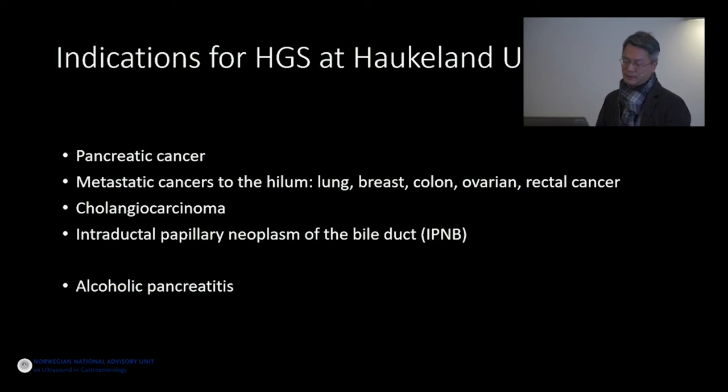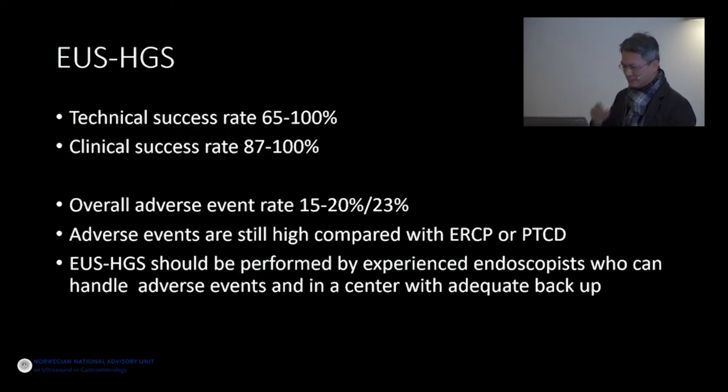The second most common is metastatic cancer to the liver hilum. We have also done it for cholangiocarcinomas, and one case with intraductal papillary neoplasm of the bile duct. We have also performed it for benign indications, like alcoholic pancreatitis, but later we regretted it. But anyway, with hepaticogastrostomy, you have a very high technical success rate and clinical success rate.